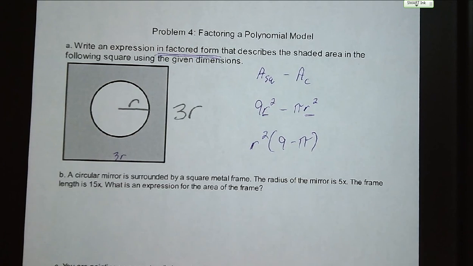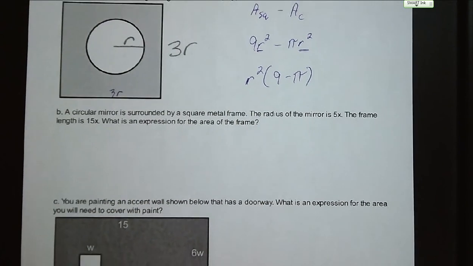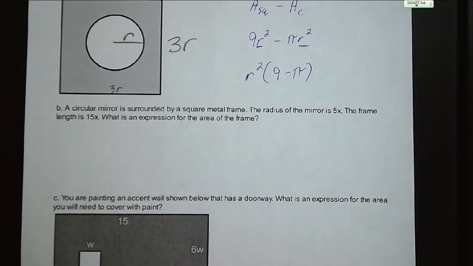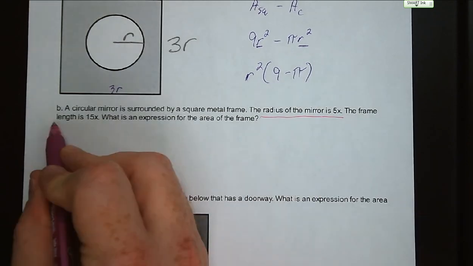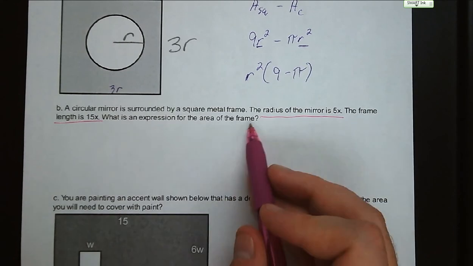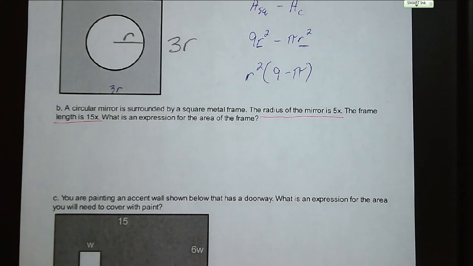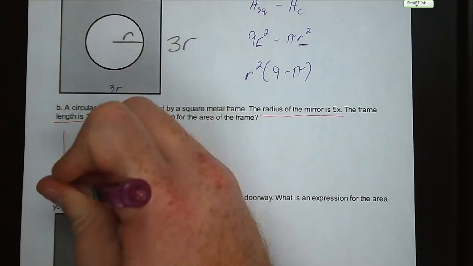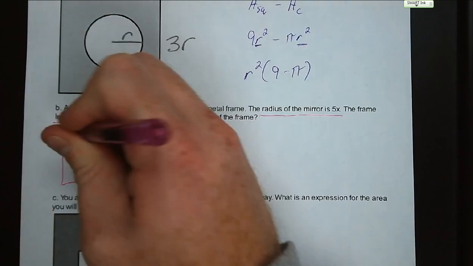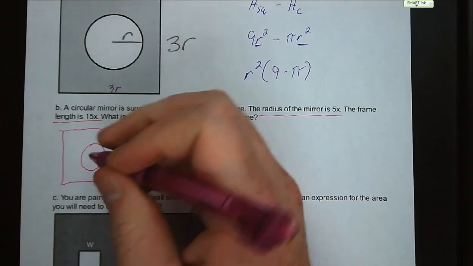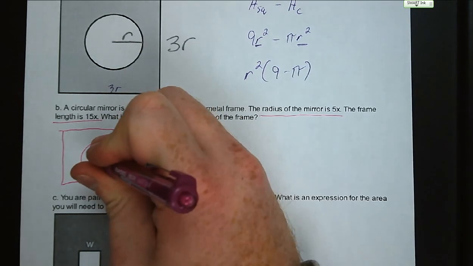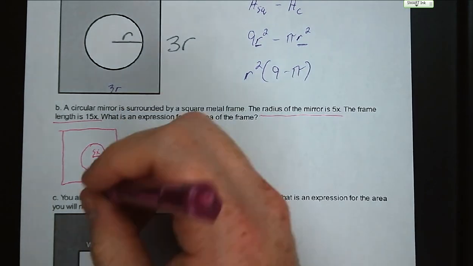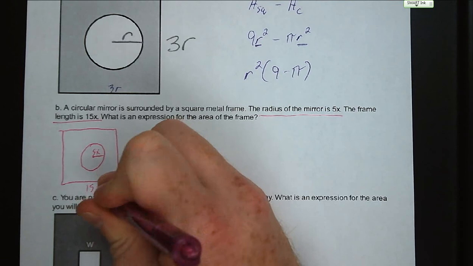All right, so letter B, we have a circular mirror surrounded by a square metal frame. The radius of the mirror is 5x, and the frame length is 15x. What is an expression for the area of the frame? So let's just draw a picture. We've got a square frame, and we've got a circular mirror inside. My radius of the mirror, we said, was 5x, and it's a square frame with a side length of 15x.